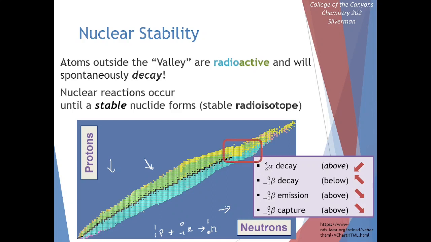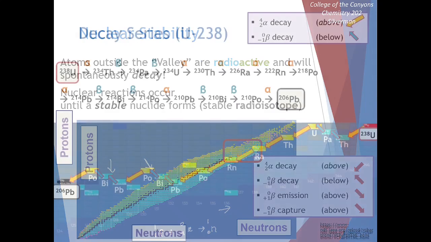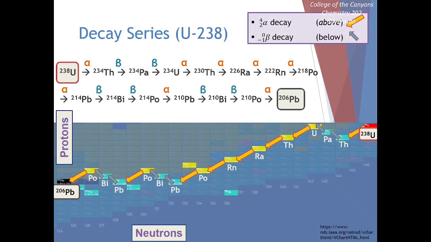We can zoom in on this chart for a second and visualize some of these processes. Here is the decay series for uranium-238. Uranium-238 is this square highlighted in red at the very top right, and is a nuclide which is able to undergo alpha decay. We lose 2 protons, which means we go down 2 squares. We lose 2 neutrons, which means we go left 2 squares, and we end up with thorium-234.